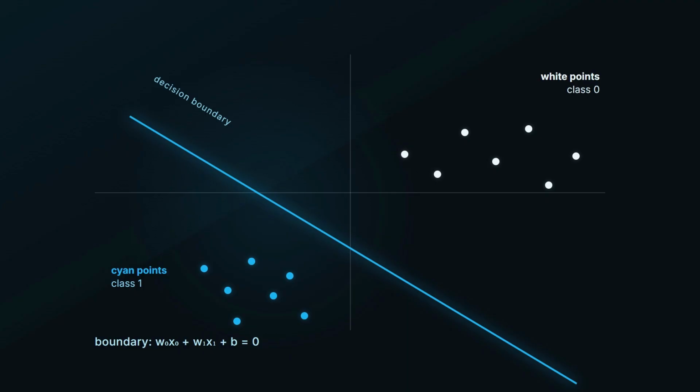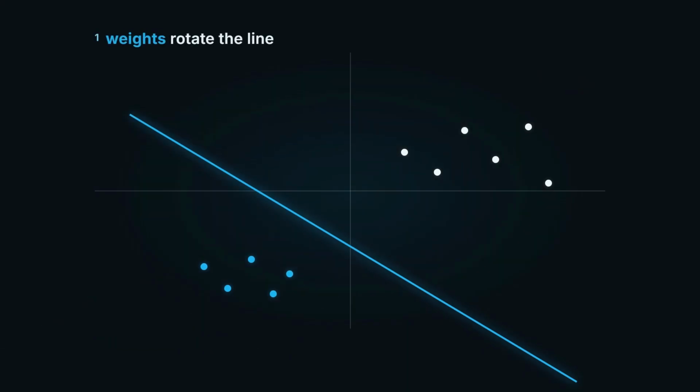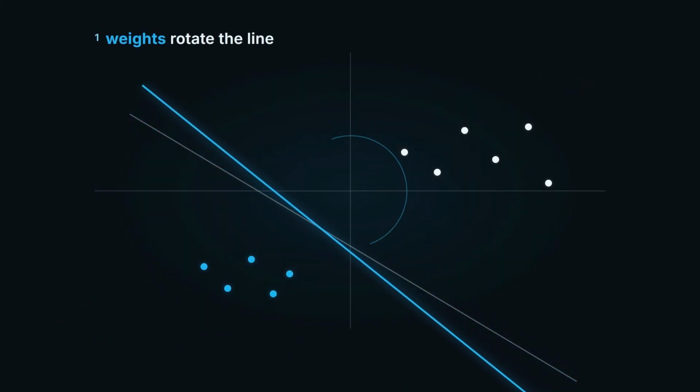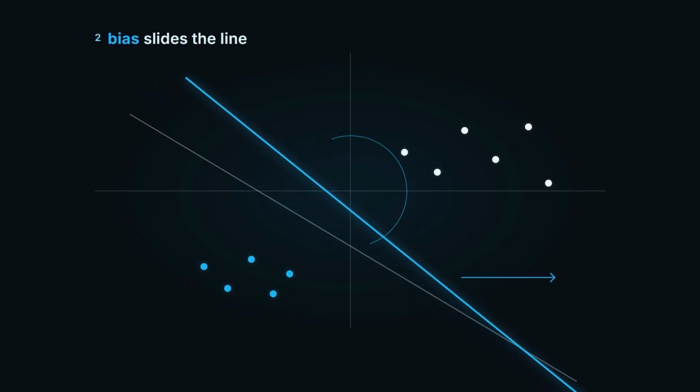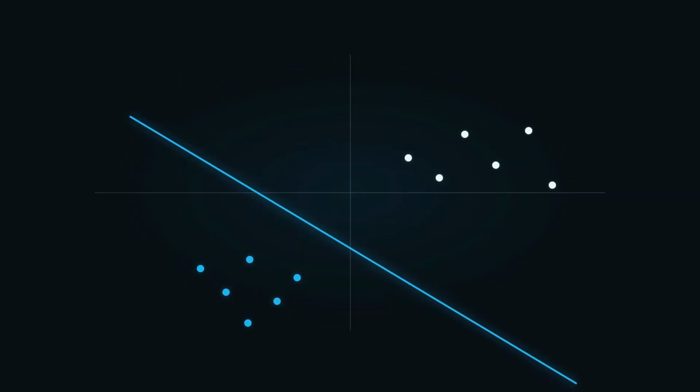On one side, the neuron says class 1. On the other, class 0. Training moves that line until it separates the 2 clouds of points. The weights set the line's angle. The bias slides it away from the origin. That is the whole geometry of a single neuron. It draws one straight line and picks a side.